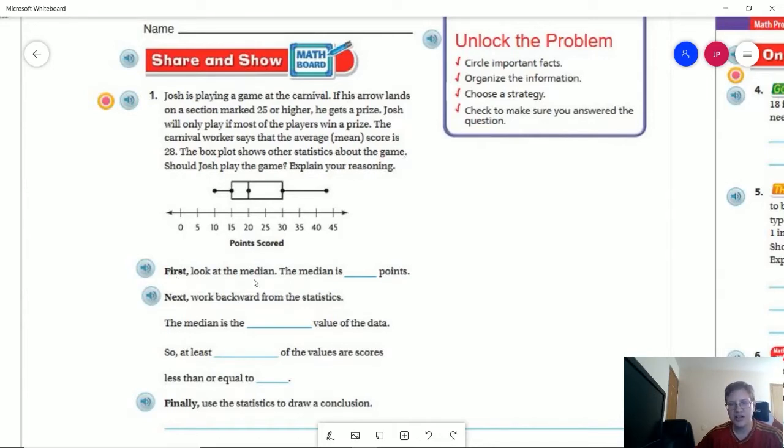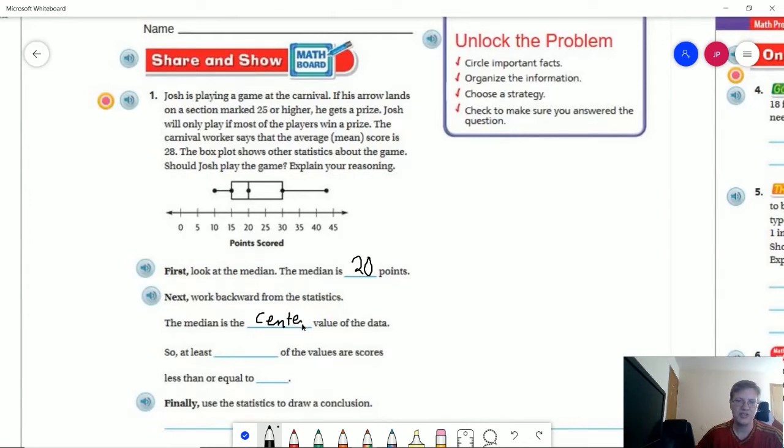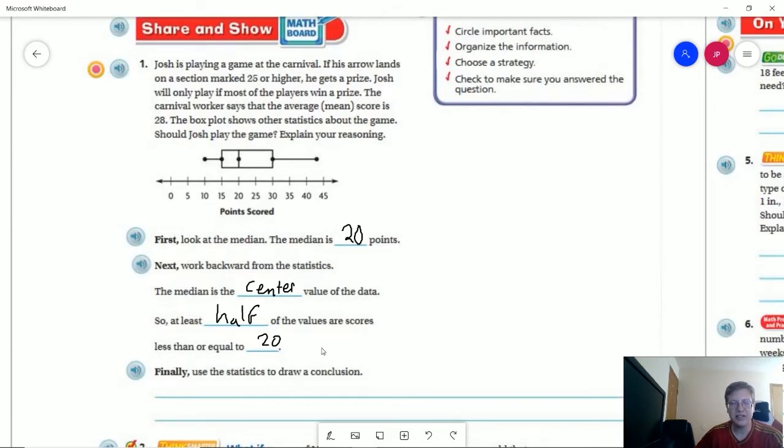First thing we want to do is go ahead and take a look at our median. Our median is sitting right on 20 points. The median is going to be the center value of the data. We could also use the word middle. So at least half of the value scores are less than or equal to 20. So let's go ahead and take a look at the rest of our statistics.